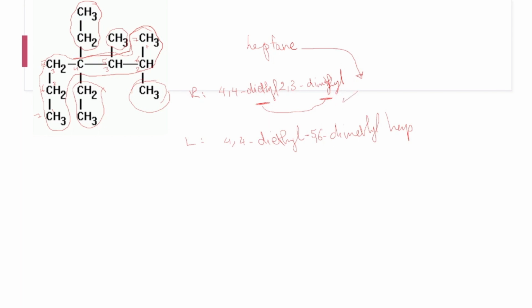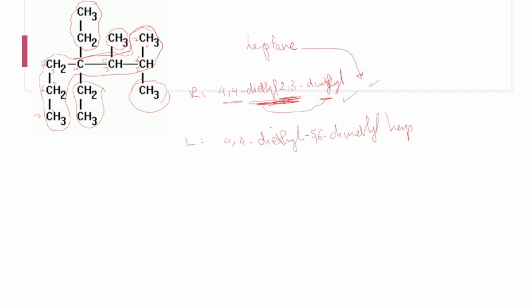The first one. Why? Because here the substitutions took the least possible numbers. For the diethyl, no difference, but for the dimethyl, if I start numbering from the right hand side, they will be on carbons 2 and 3, but if I start numbering from the left hand side, they will take numbers 5 and 6. So this is the least possible number, and this is, of course, larger. So this name is the most correct. Remember, according to the IUPAC rules, put commas between numbers and hyphens between numbers and letters.